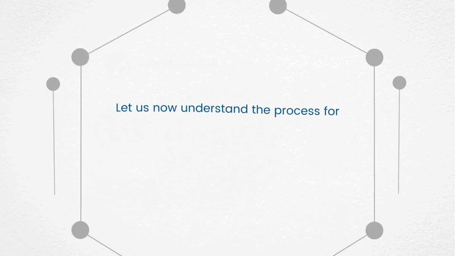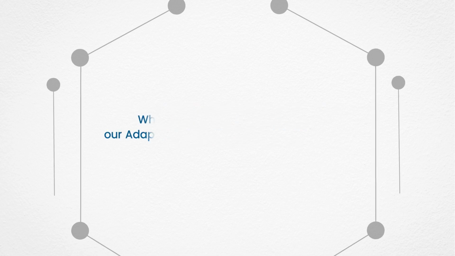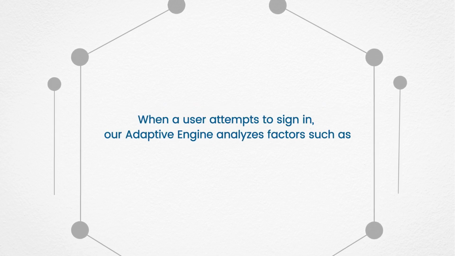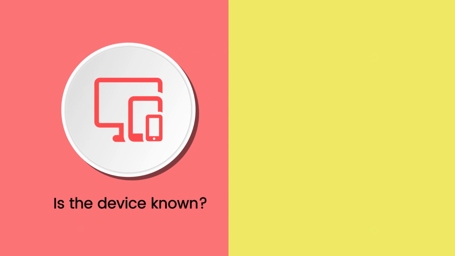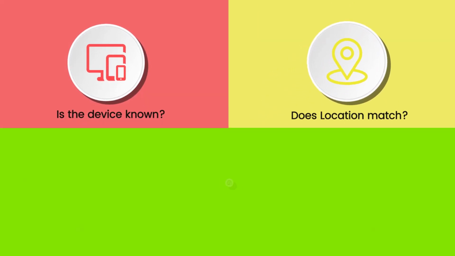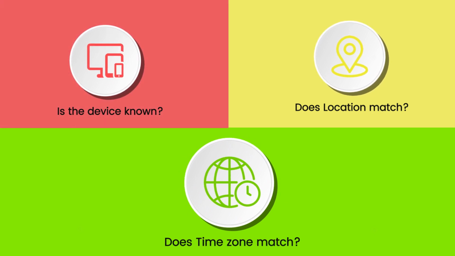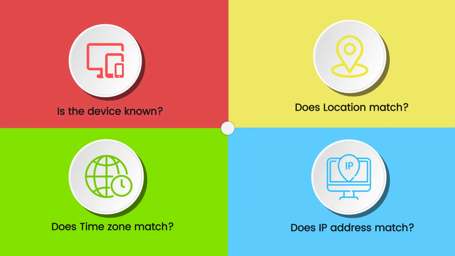Let us now understand the process for evaluating the risk factors in adaptive authentication. When a user attempts to sign in, our adaptive engine analyzes factors such as device information. Is the user trying to log in from a registered or known device? Location. Is the user in the same building that houses the server? Time zone. Is this user trying to log in from another time zone? Network. Is the person logging in from a familiar IP address?